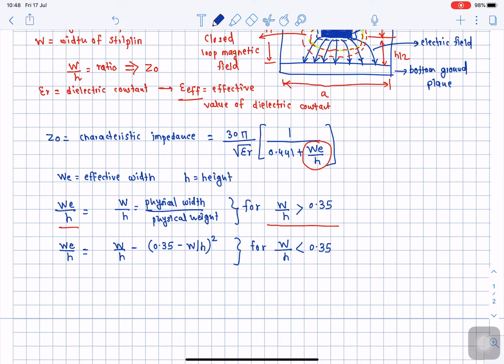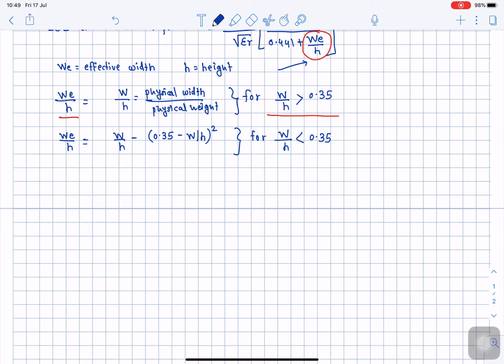In a reverse way, if we know the characteristic impedance of the strip line, then we want to calculate the dimensions of the strip line. So the characteristic impedance of a strip line will be given and we are supposed to calculate the physical dimensions of the strip line. How can that be done? In the reverse way, the physical dimensions of the strip line can be found provided you know the dielectric constant and the characteristic impedance. In that case, the width to height is equal to k.